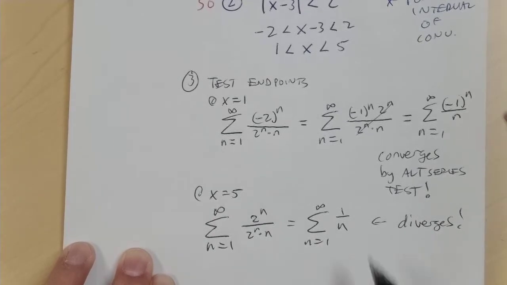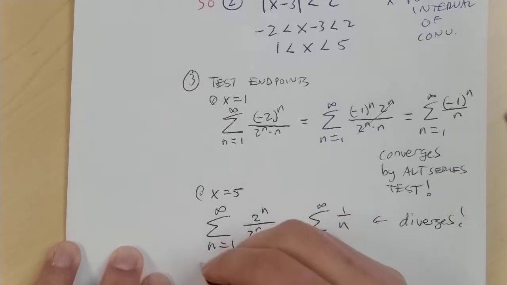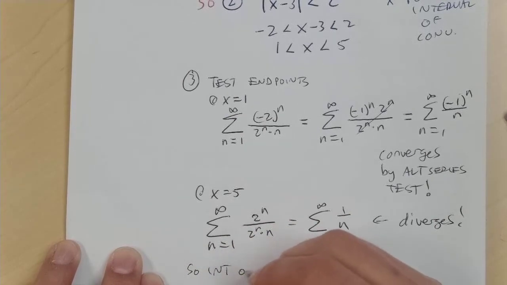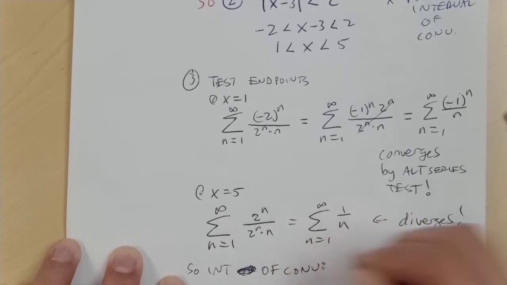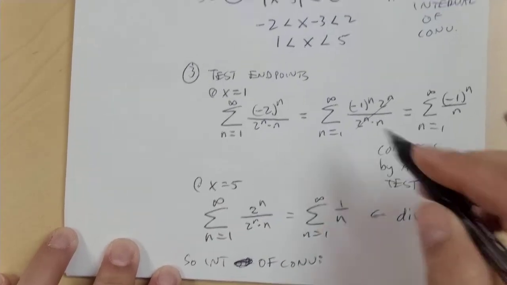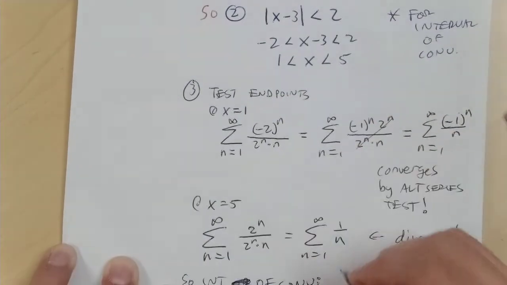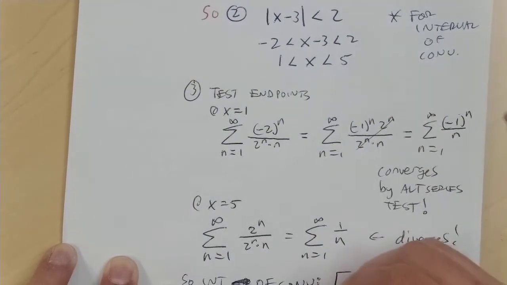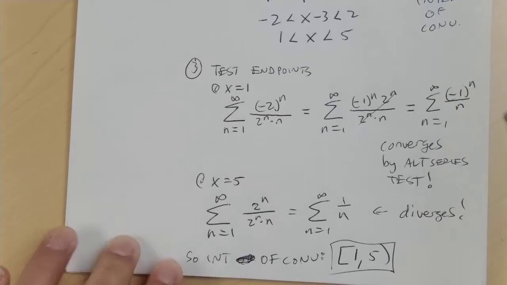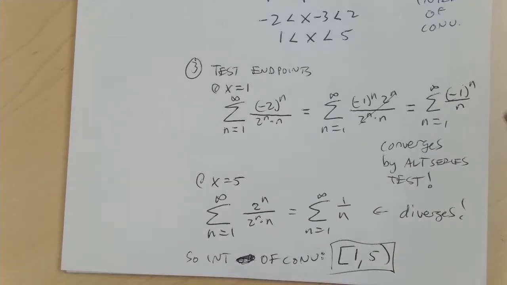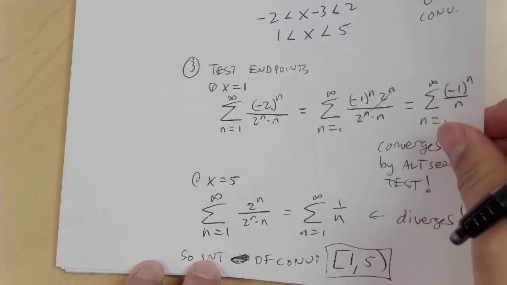So what we've established is that at 1, we do have convergence. So the interval of convergence is going to be from 1 to 5, but the 1 will get included, the 5 will not. Okay? Because at 1 we had convergence, at 5 we did not. So that's kind of how that works. All right, I think we have time for at least a little bit of arithmetic, at least one example.